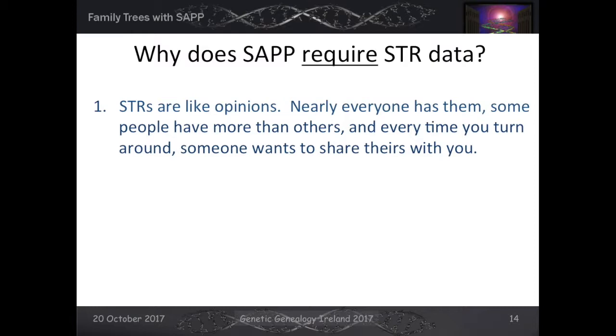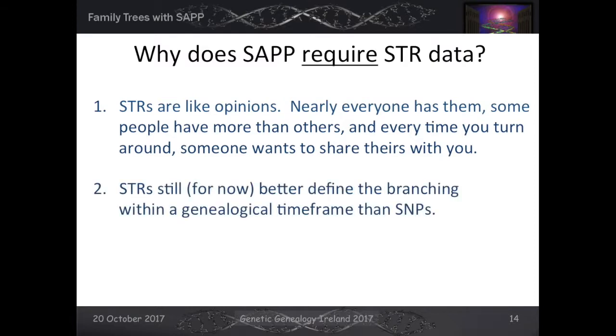for analysis. The second reason is because, as I said before, we're still better at figuring out the branching within a genealogical time frame than SNPs. That will change as whole genome testing becomes more popular and more affordable, and as we figure out the branching, but it will take, my guess, 7 to 10 years before we can exclusively rely on SNPs. And in that time, STRs, we already have 500, we'll have more of those to be able to test. So, my opinion, not shared by everybody in the community, is that STRs will still be useful for quite a long time.